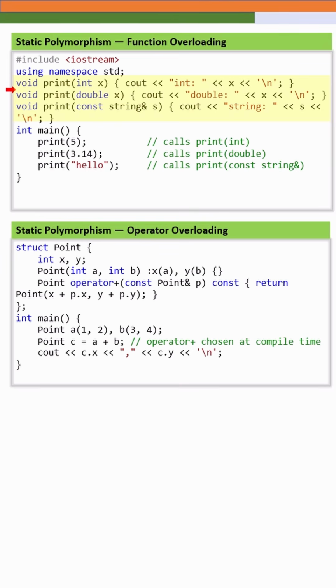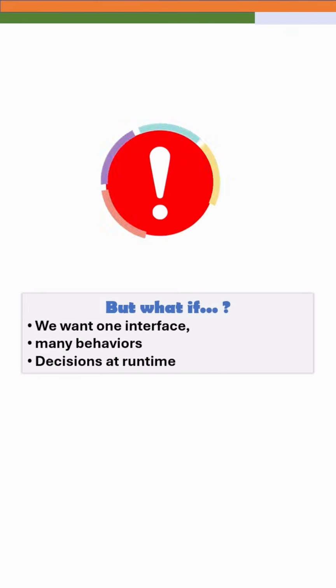Next is operator overloading. That means giving special meaning to the operators for user defined types. The concept is that you define a user defined data type, then for example the constructor initializes objects automatically. Let's see why this is static: the compiler again decides at compile time which print to call, which operator to call. So this is not runtime. If we want one interface, many behaviors to be decided at runtime instead of compile time, then we move to the dynamic polymorphism concept.